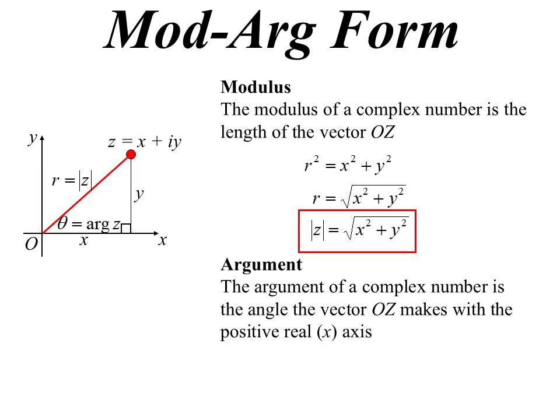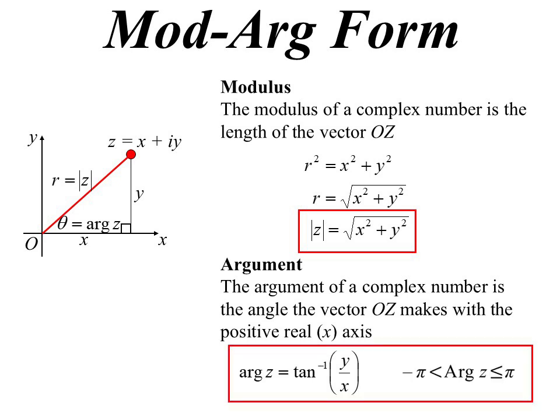Well, argument is the direction of the vector. So it would be that angle in there. And we abbreviate it with arg, so arg z, rather than having to write argument all the time. And same as we did with finding the direction of a vector, it would be the inverse tan of y over x. But with complex numbers, there's a very subtle difference.